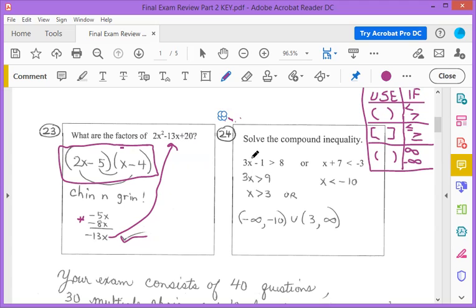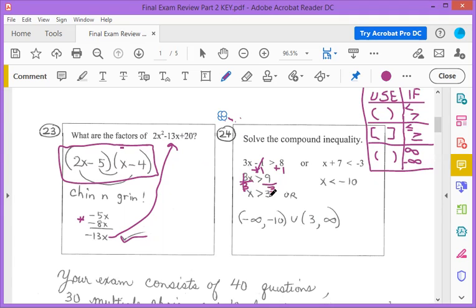So we have 3x minus 1 greater than 8. We will add 1 to both sides of this inequality. The ones cancel on the left side, leaving 3x greater than, carry down the greater than symbol. And then 8 plus 1 gives us 9. Then we want to divide both sides of the inequality by 3.